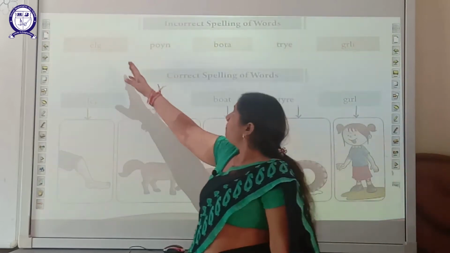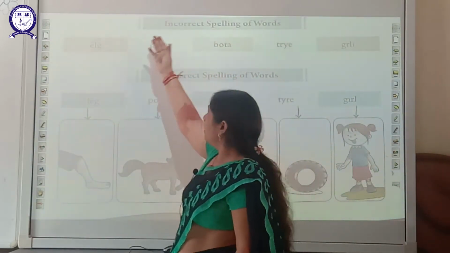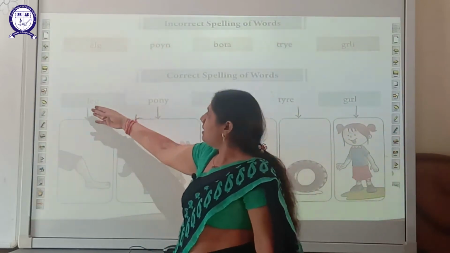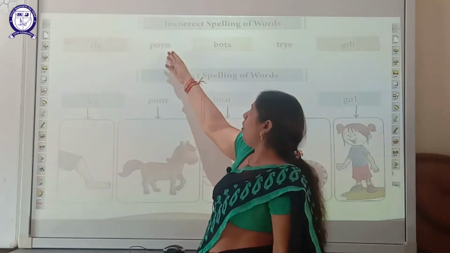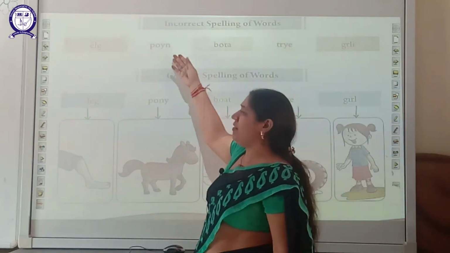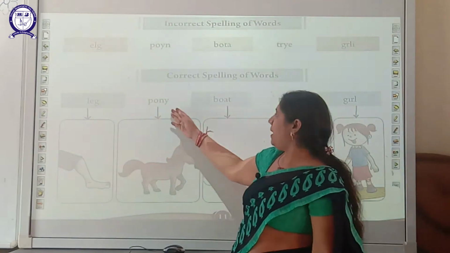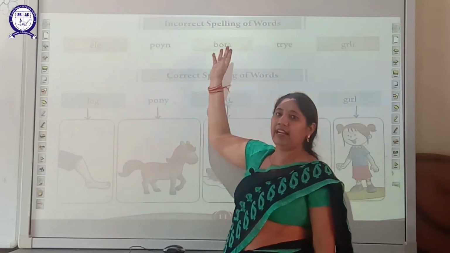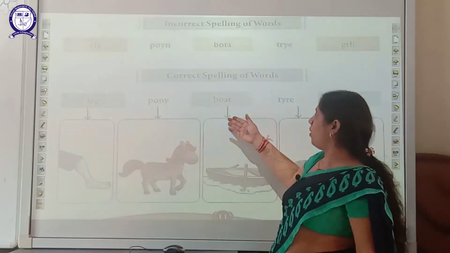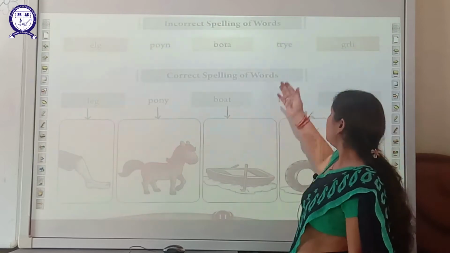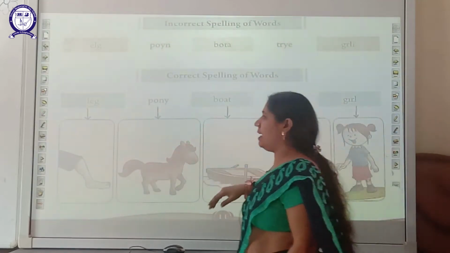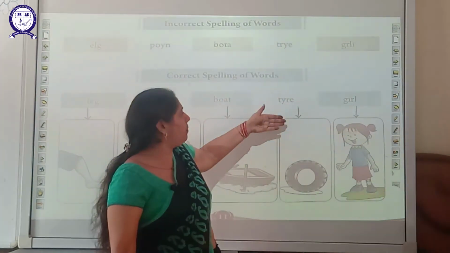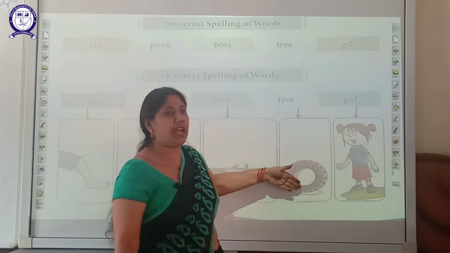For example, incorrect spelling G-E-L, and the correct word is L-E-G, leg. P-O-Y-N, that is incorrect. When we arrange it in a proper way, P-O-N-Y, pony. B-O-T-A, this is incorrect and has no meaning. When we arrange it in a proper way, B-O-A-T, boat. T-R-Y-E, that is just a group of letters, not called a word. When we arrange it in a proper way, T-Y-R-E, tyre, that is a correct word.